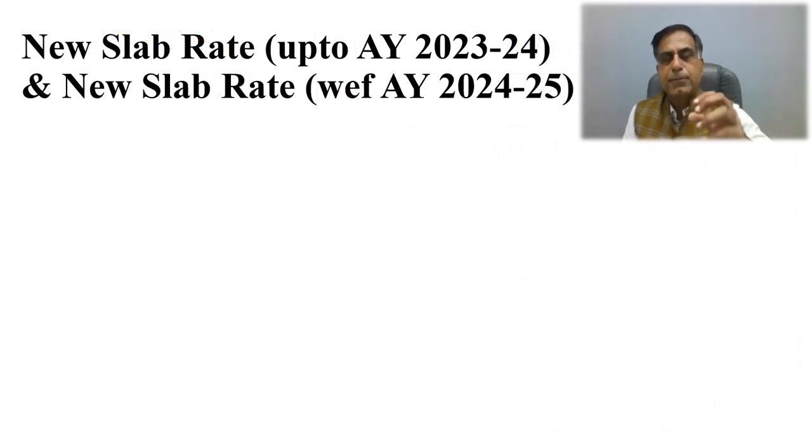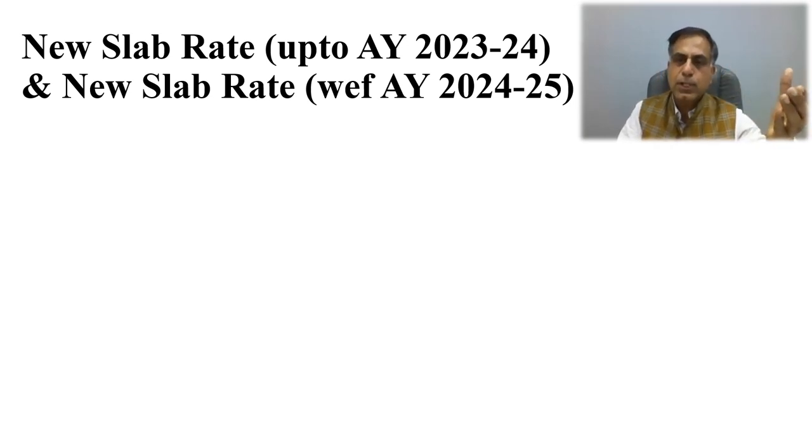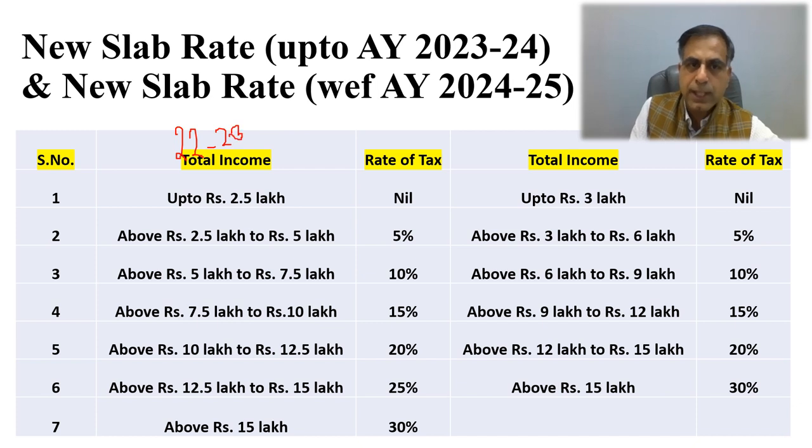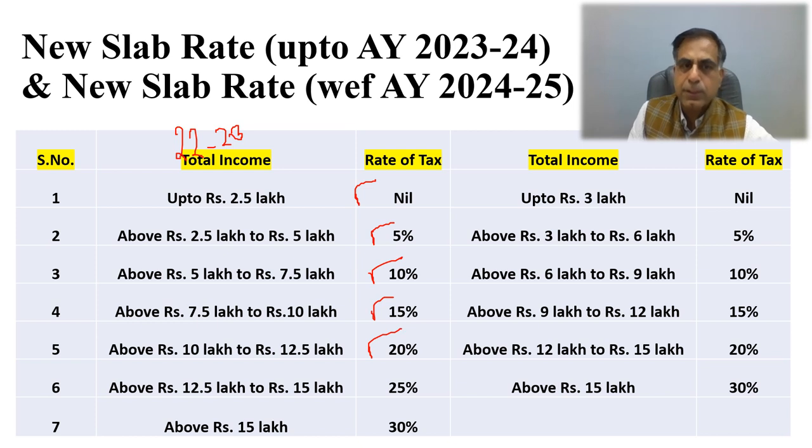As I said, my dear friends, there is a change in the new slab rate between what was prevailing up to financial year 22-23 and what will prevail effective financial year 23-24, for which this budget will apply. I'm putting up the difference for your better understanding. In the new slab rate prevailing up to financial year 22-23, up to 2.5 lakh the tax liability was nil, 2.5 to 5 it was 5%, 5 to 7.5 it was 10%, 7.5 to 10 lakh 15%, 10 to 12.5 it was 20%, 12.5 to 15 it was 25%, and above 15 lakh it was 30%.